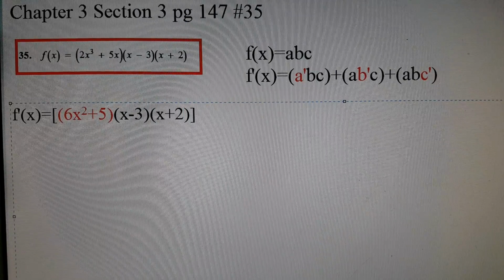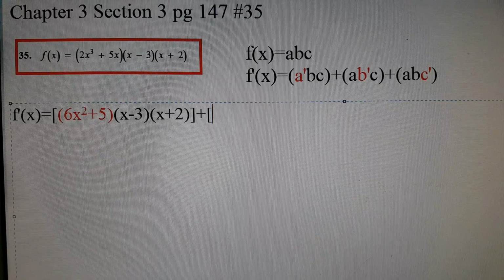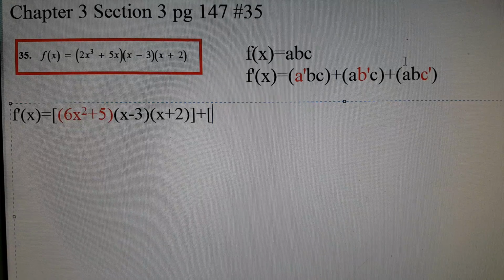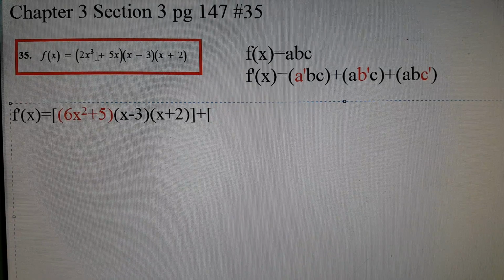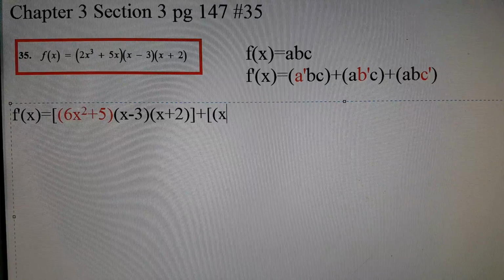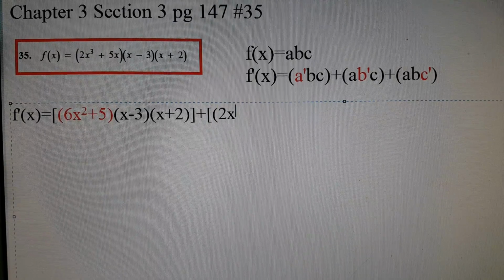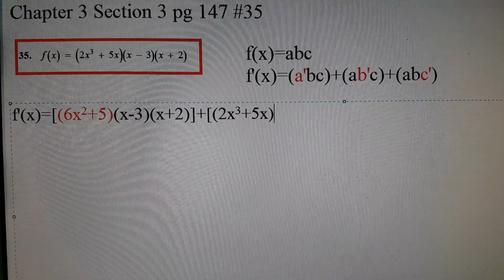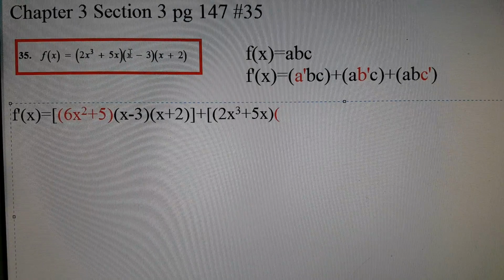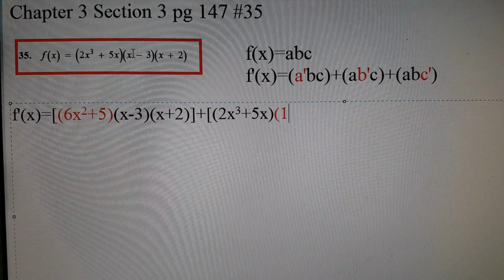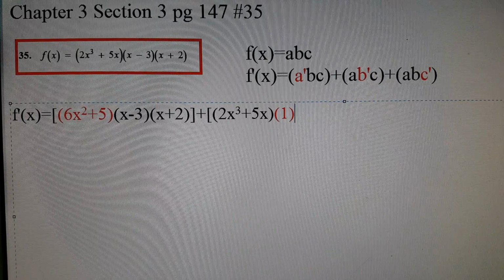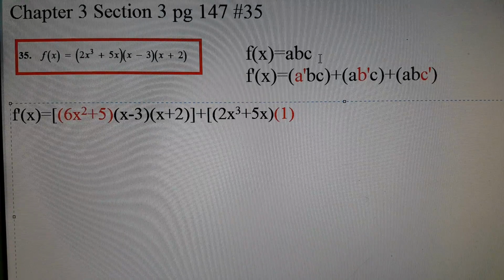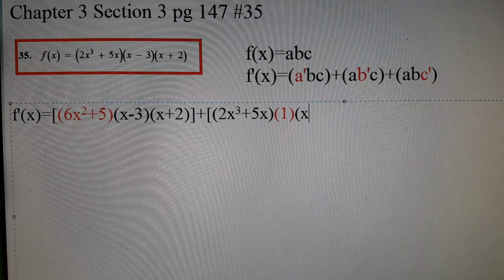Our next step is to add it to this part, b prime times a times c. So we just bring this first guy down as it is, 2x to the third plus 5x. The derivative of x just becomes 1, and minus 3 will just become 0, so we'll ignore it, just leave it as 1. And then we just multiply it by this third term as it is, x plus 2.